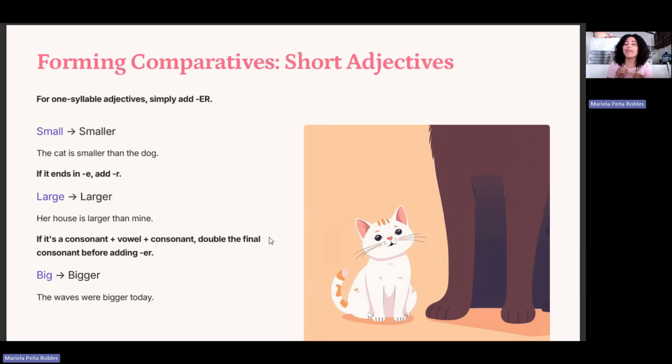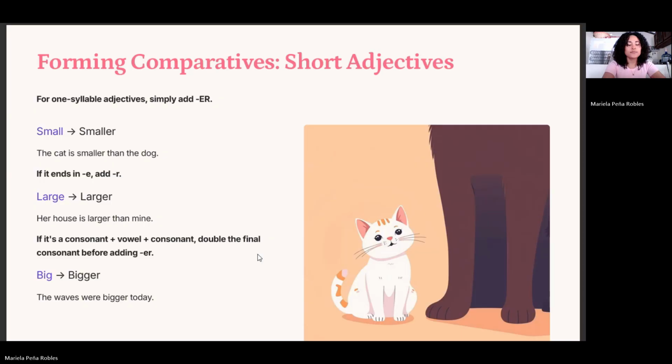we typically add the ending er. For example, like we see on the screen, small becomes smaller, as in the cat is smaller than the dog. If the adjective ends in a vowel e, only e, we simply add r, such as large is larger, like in the sentence on the screen: her house is larger than mine.